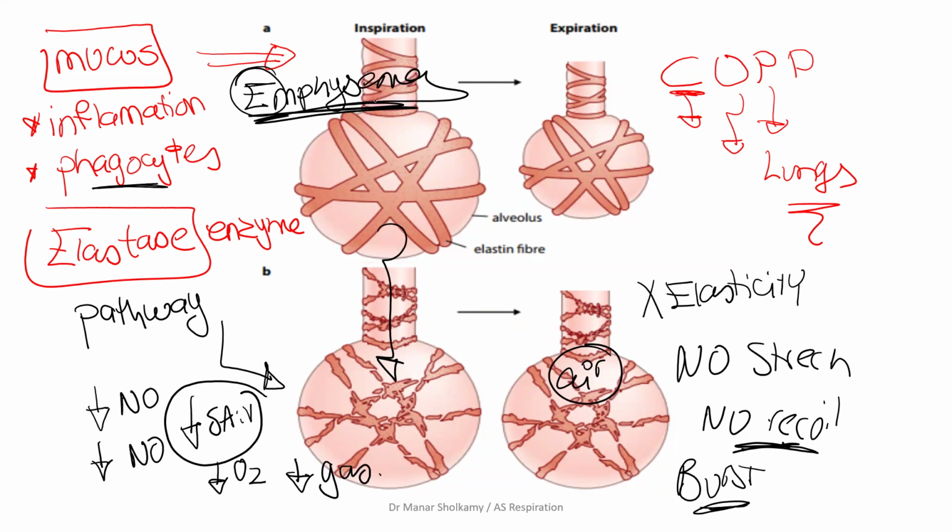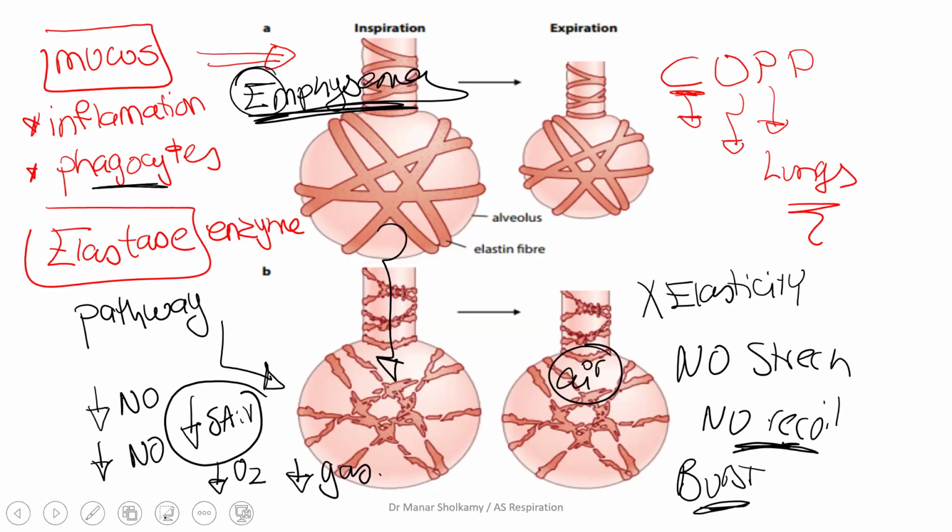Because the alveoli now have broken down elastic fibers, they cannot stretch and recoil. Okay? This is really easy. You know why? Because believe me, if you understand it, just go start answering questions. You don't need to memorize anything. It's logic. It's common sense. I'll repeat it again in case you missed something.